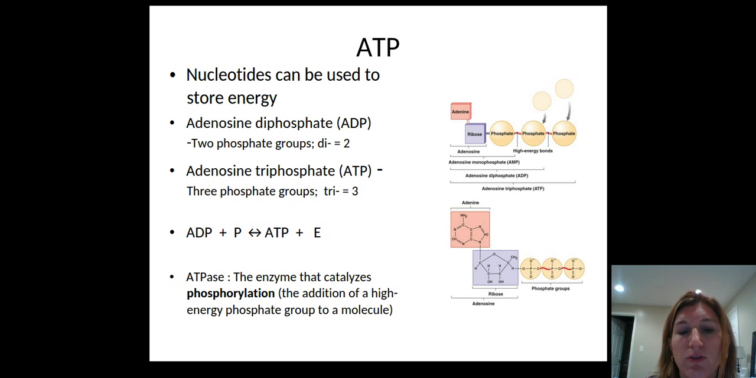ATP, in the form of adenosine triphosphate, has a third phosphate that pops on and off as that high energy bond to release energy for cells to use. ATP is the main energy currency in our cells. It's what our cells use for energy. The enzyme ATPase is the enzyme that will catalyze that phosphorylation, or adding that phosphate on.